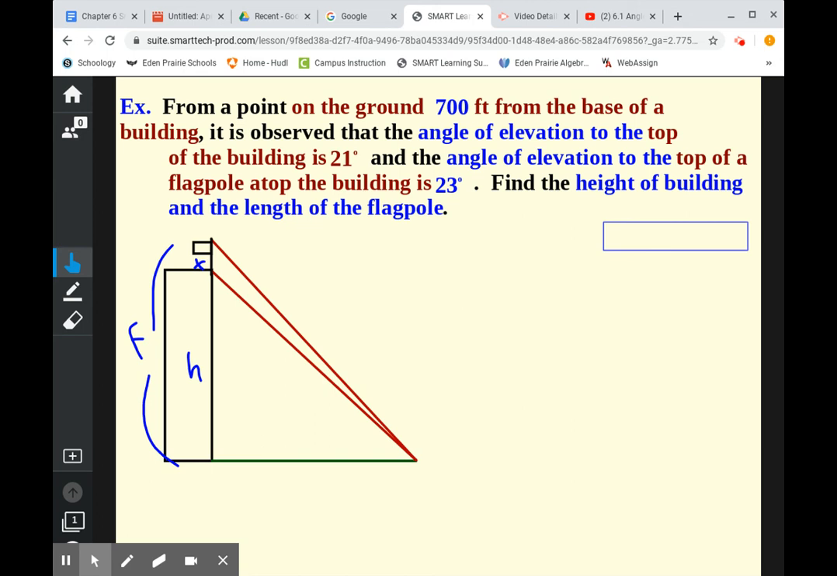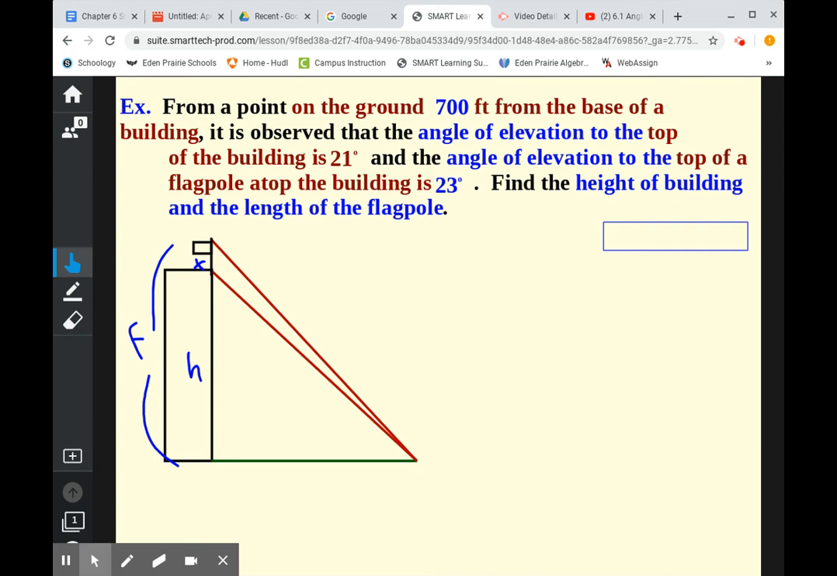Okay, here are a few application problems from 6.2 that I wanted to show you guys. This first one is going to involve angle of elevation and some SOHCAHTOA and a little bit more computation to find one more portion of the problem.